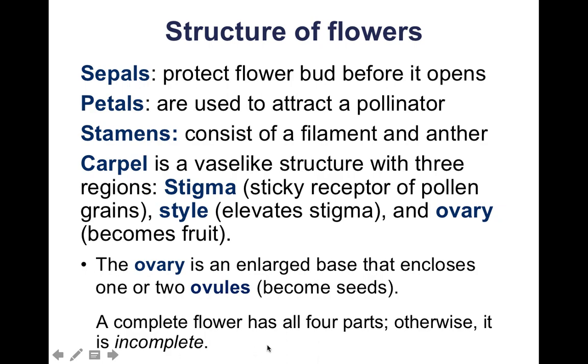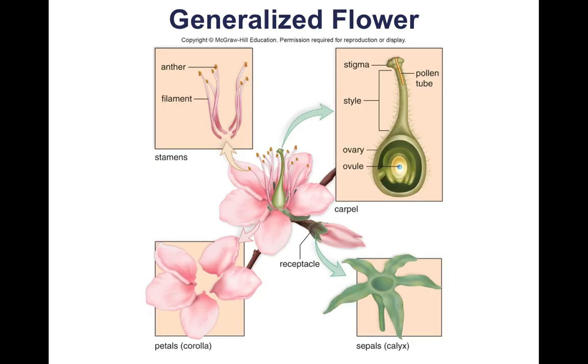So a complete flower is going to have all 4 parts. Otherwise, we're going to call it incomplete. While many flowers have most of these structures, some flowers are not going to have any petals. Some flowers may be either a male flower or a female flower and will only contain one type of reproductive structure. All right, so let's review this by looking at an actual flower.